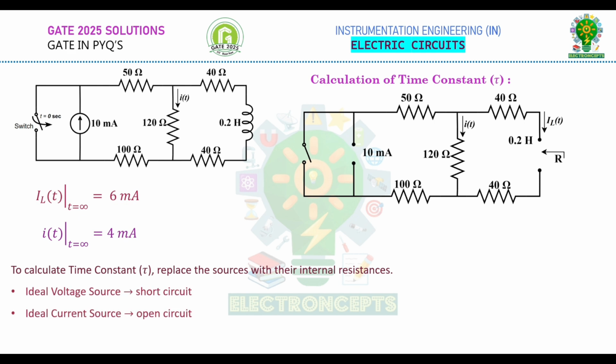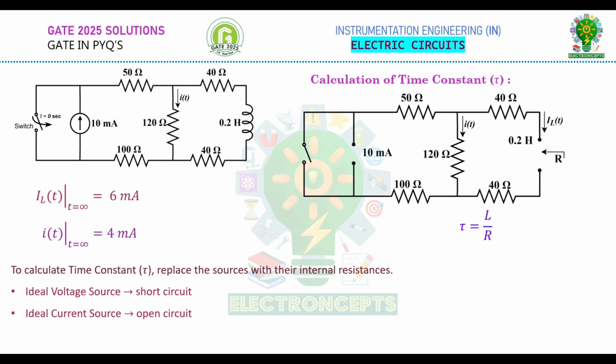If it is an ideal voltage source, then we can replace it with a short circuit, and for an ideal current source, we can replace it with an open circuit. Redrawing the given circuit by replacing the sources with their internal resistances, we get the circuit as shown here. From this circuit, to calculate the time constant, we need to calculate the resistance seen through the inductor.